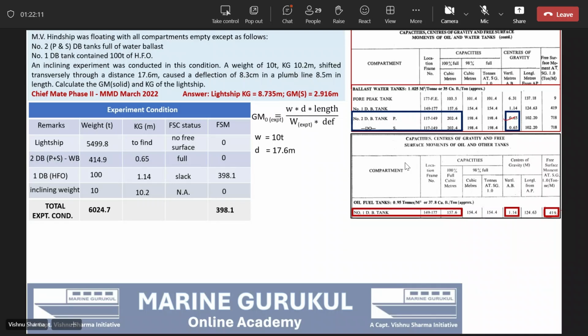How much is the length of the pendulum? Sir, 8.3 centimeter. No, length of the pendulum. Be careful. But I'm happy you're speaking, because if you're speaking and you realize that you're making mistakes, you'll correct them. Otherwise, you'll make these mistakes in the exam. Length of the pendulum is 8.5 meters, guys. What is the W in the experiment? What is the deflection? Okay, give me deflection first. Deflection is 8.3 centimeters, but we'll have to convert this to meters. 0.083 meters, right?